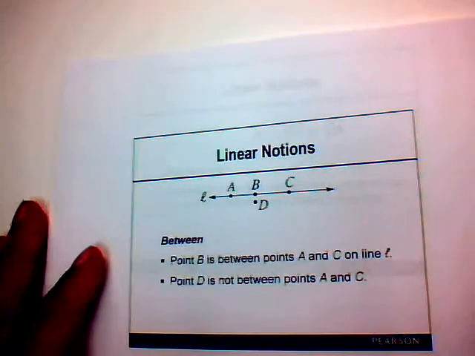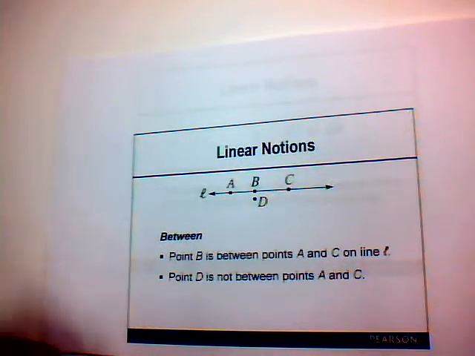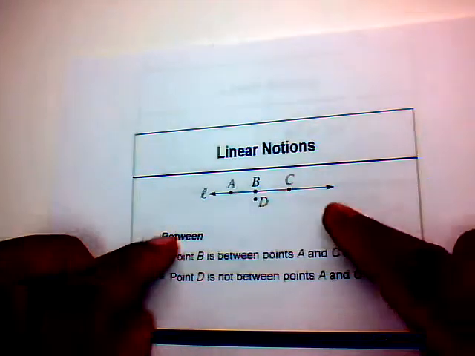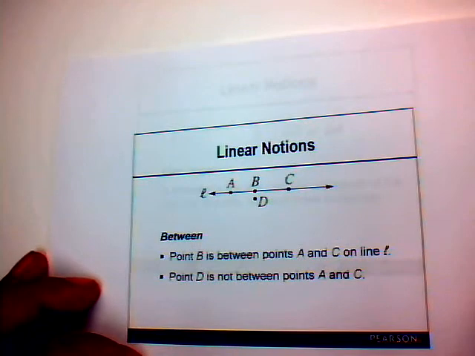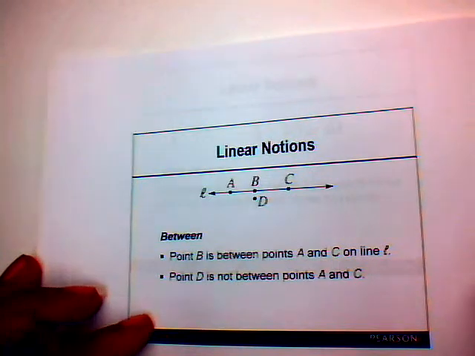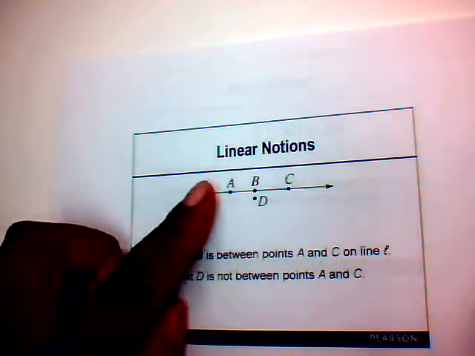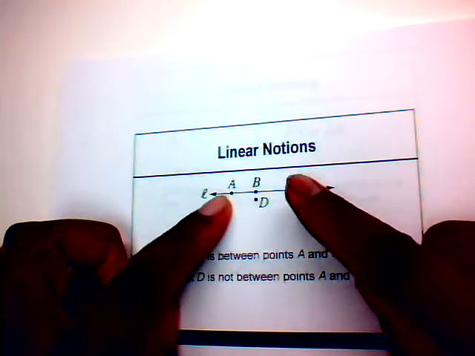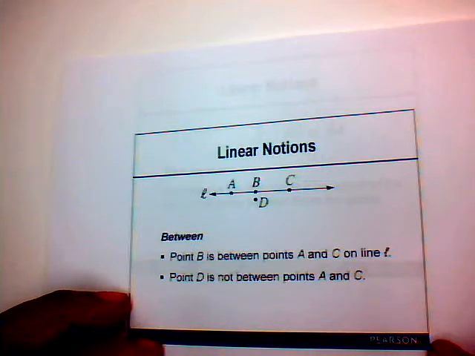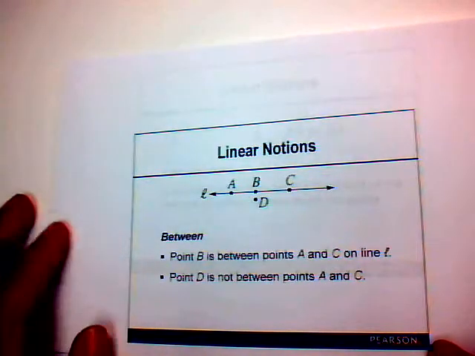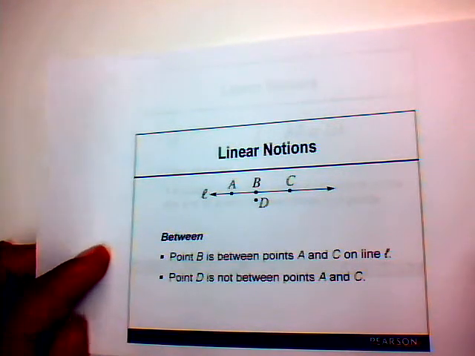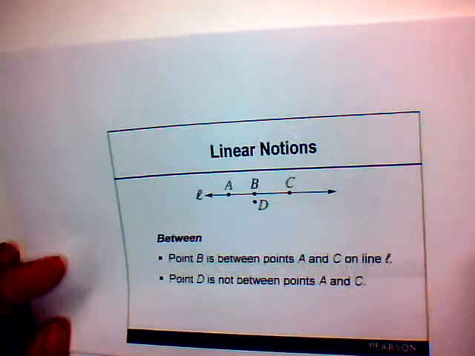Let's look at linear notions. Between is this. Point B, that's this point, is between points A and C on line L. Okay, that's what between means. They're between 2 points on that line. Point B is between points A and C, but point D is not between points A and C because point D is not on that line. Because you have to have collinear, and point D is not collinear with A and C.